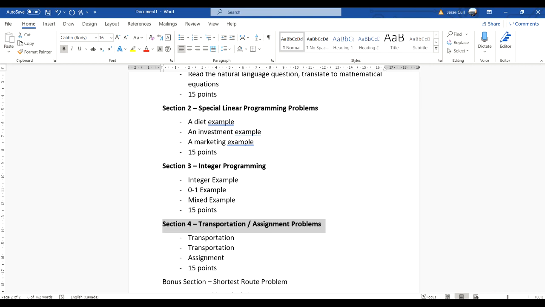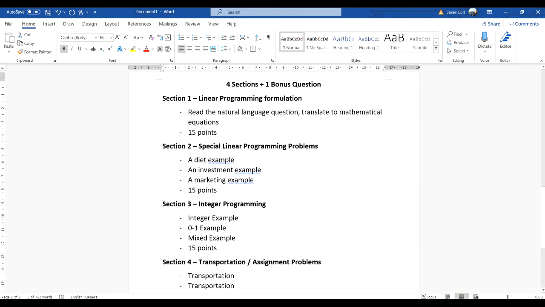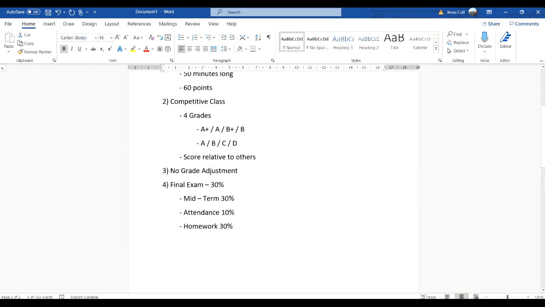Again, it could be a problem. It could be related to the theory governing problem formulation. Could be related to the theory governing computer solutions. Finally, the bonus section that we discussed today will be a shortest route problem. It will be 5 bonus points. If you want to skip it, feel free. That is your choice.